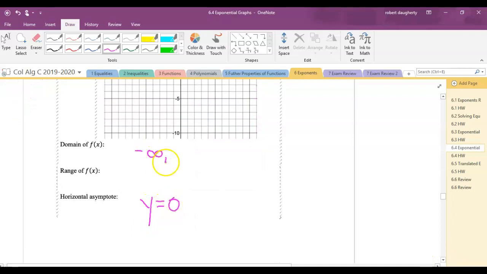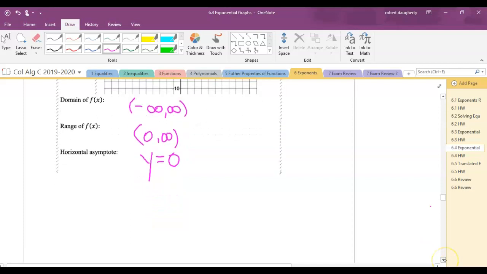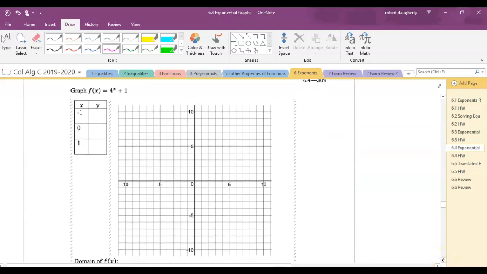The domain, if you miss the domain on this, you're just not paying attention, because they're all the same. The range of this guy is 0 to infinity. It starts at the asymptote and it goes up. Now look at this one.